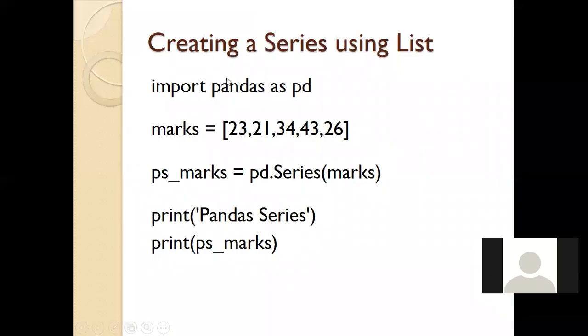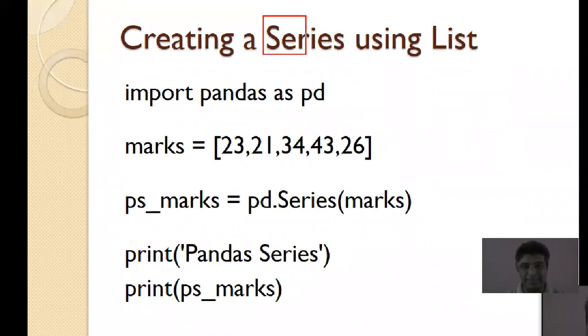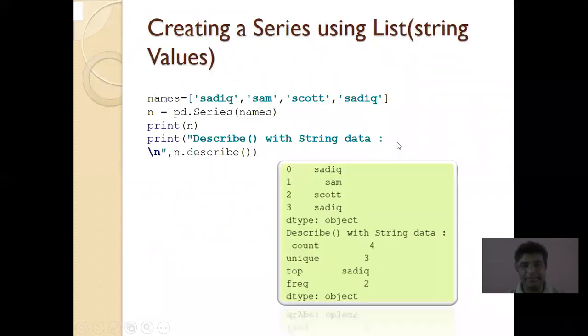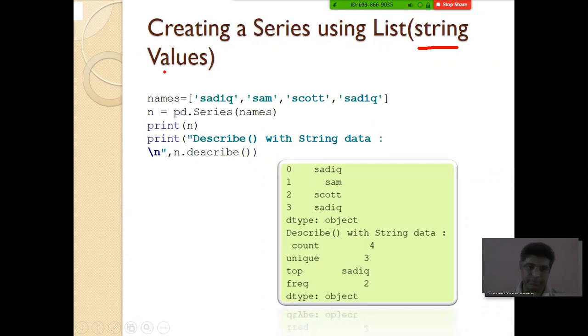Okay, this was how do we create a pandas series using a list. Fine. Next thing is how do we create a series using string values. In the previous slides I had told that we can create a series not only with integer values, you can even work with string values. In the case of NumPy, we are only working with numerical data. Here I can even work with non-numerical data, strings and objects and so on.